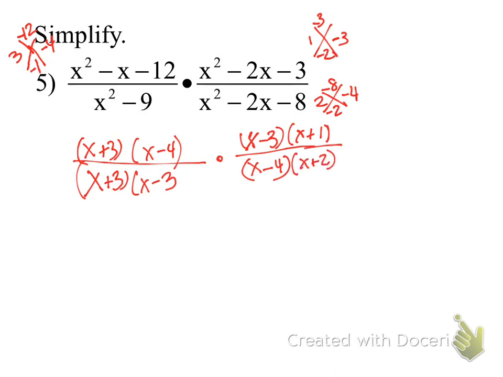And now we can cross cancel. These cross cancel. Minus 3 cross cancels. Minus 4 cross cancels. And all we're left with is x plus 1 over x plus 2. Can I cancel the x's? No. No, because I cannot take a piece of a binomial. Does that make sense? Okay.